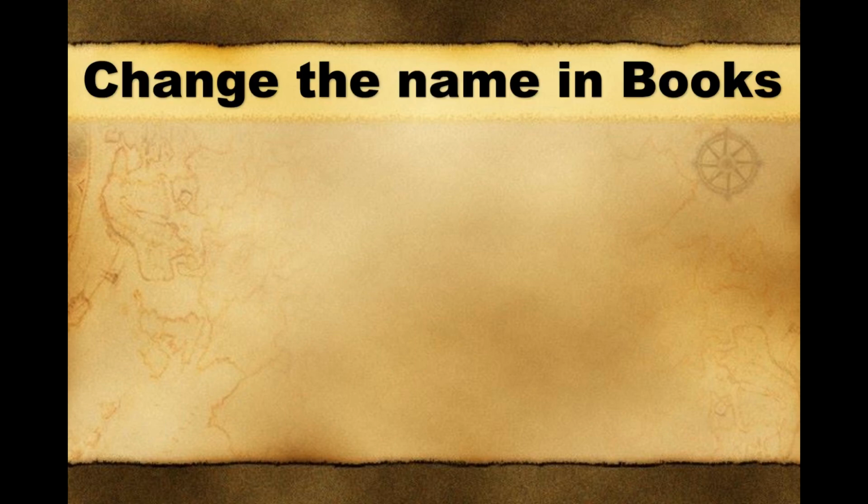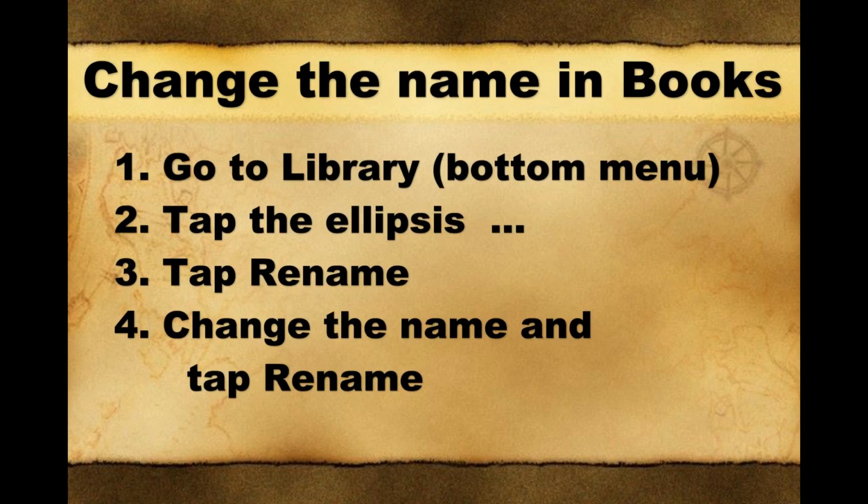It will probably save it named Untitled. So what you want to do is go to the library in the Books app. It's along the bottom menu. Tap the ellipsis button, that's the 3 dots, and then tap Rename, and then change the name in the pop-up box, and then tap the button Rename, and you'll be done.